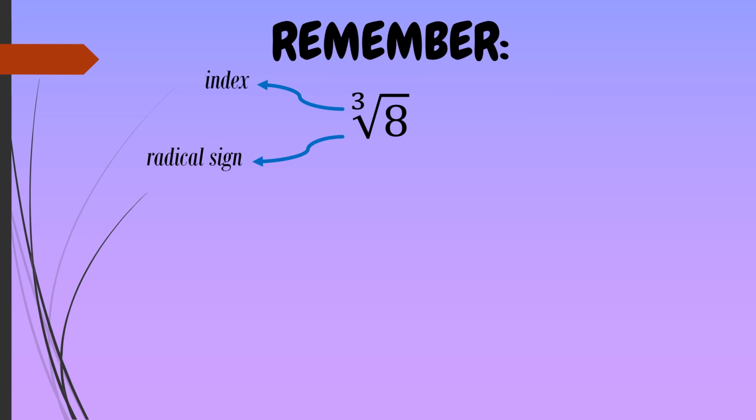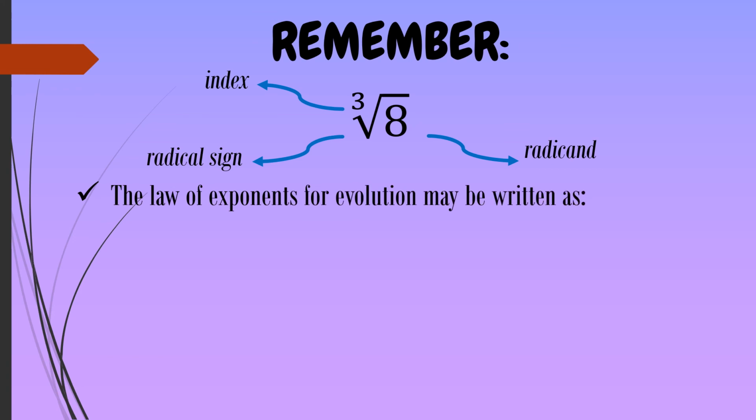So let us now summarize what we have learned in getting the principal kth root. So let us assume again this given radical, wherein this symbol is called the radical sign, number 3 here is called the index, and number 8 here is called the radicand. The law of exponents for evolution may be written as a-th root of x raised to b is equal to x raised to b over a. Again, yung exponent ng ating radicand, yung exponent na b ay i-divide lamang natin sa index.